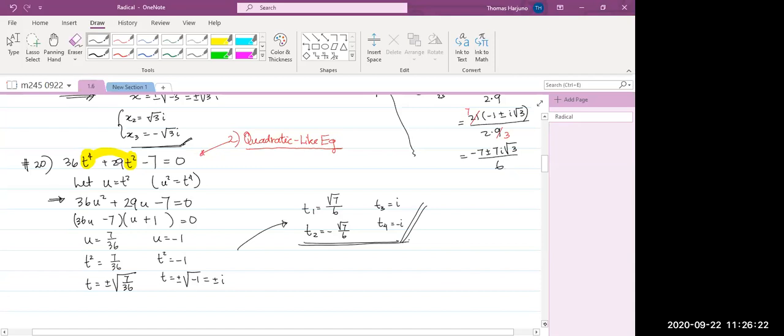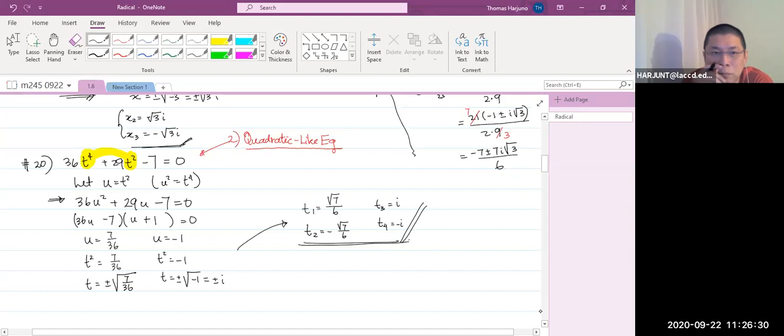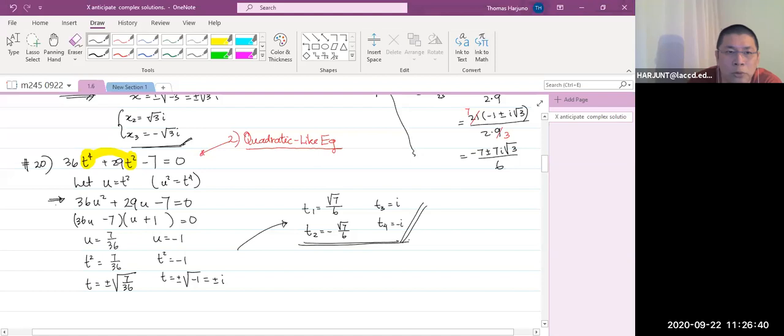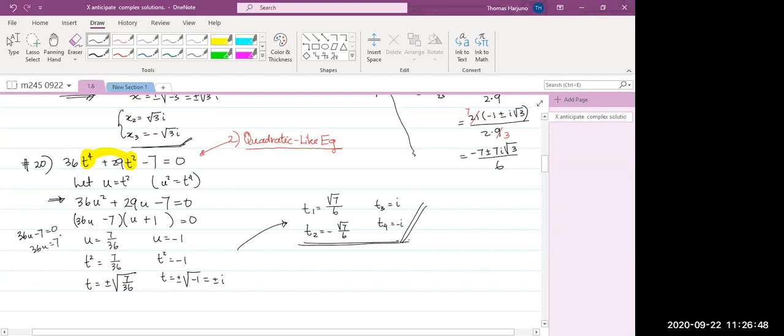Professor, does it matter if the... because when you did the 36u minus 7, you didn't make the 7 negative. Does that matter since you're doing the plus and minus at the bottom, or it's not supposed to be a negative 7 over 36? It's not supposed to, because 36u minus 7 equals to 0. When you add 7, it becomes positive on the other side. Got it. Right? Got it. Yes.